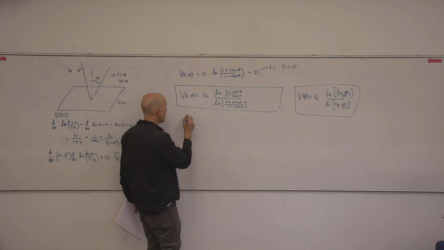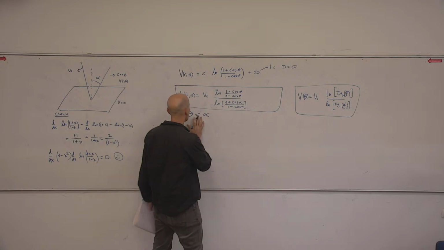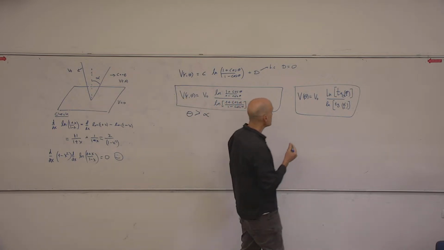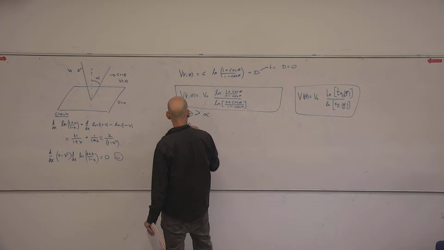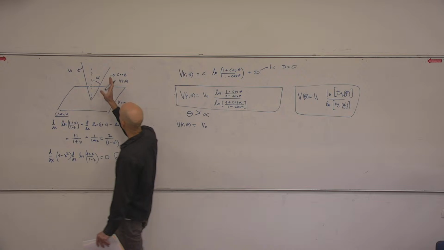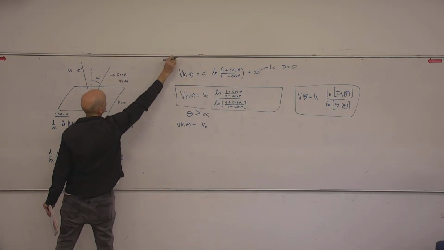Okay, so this is valid, of course, I mentioned this before, this is valid for theta greater than alpha, right? This is outside. Inside, I mentioned this already, V of R and theta is simply this V0, very boring solution. So when I say infinity, what do I mean? I mean, you have outside the cone, like here in infinity.